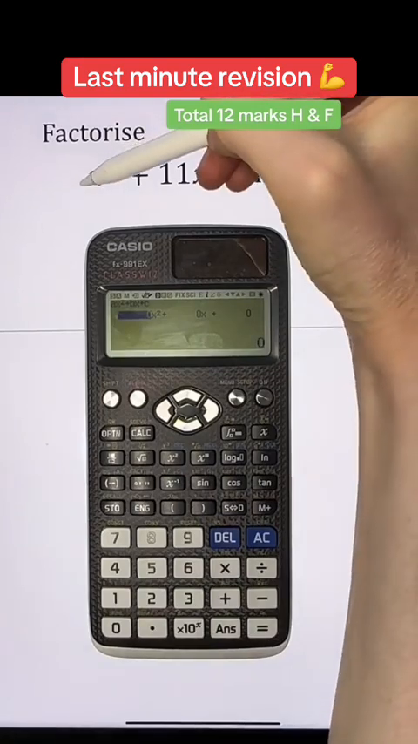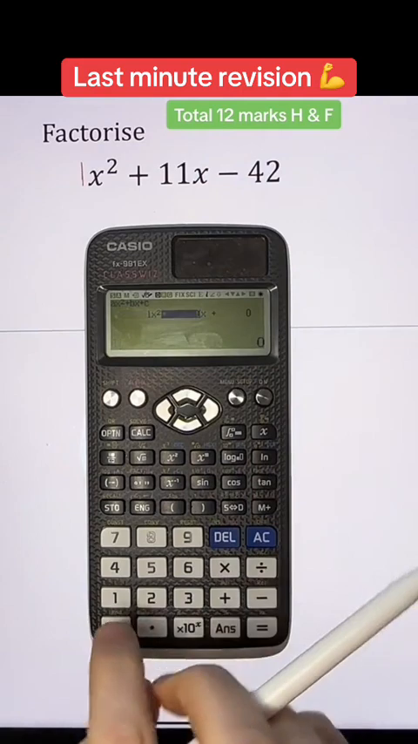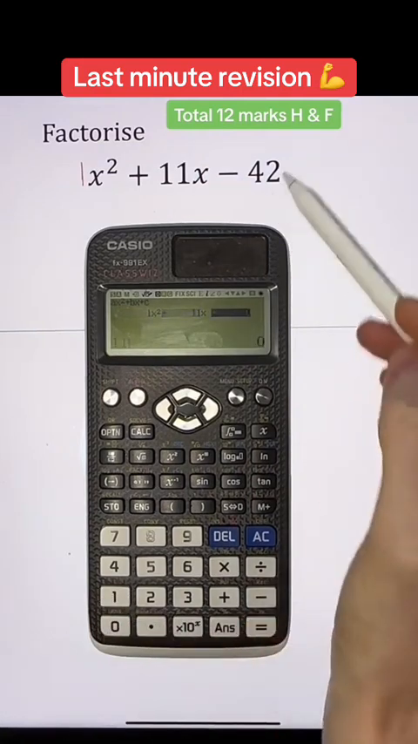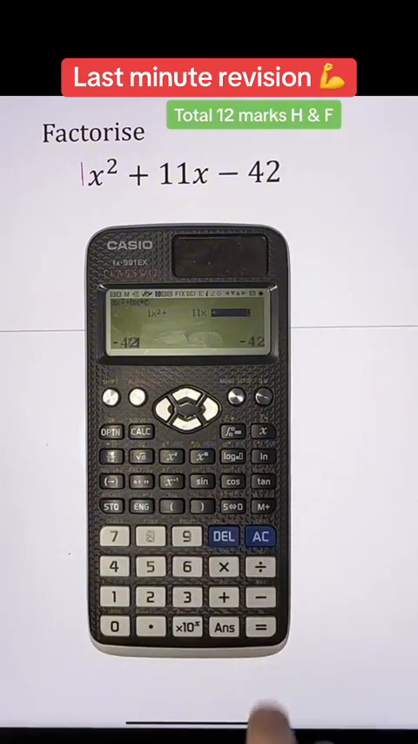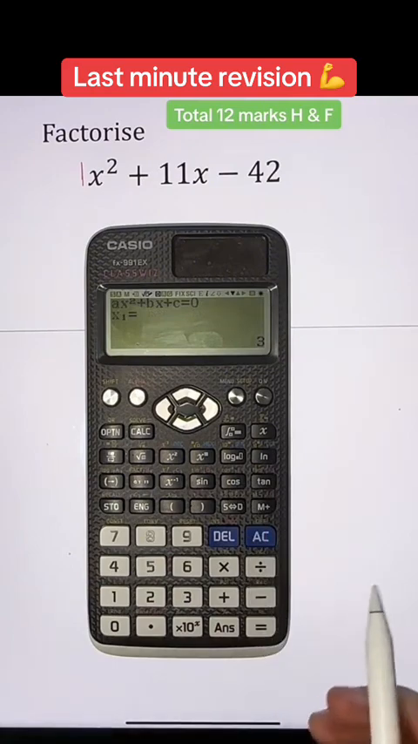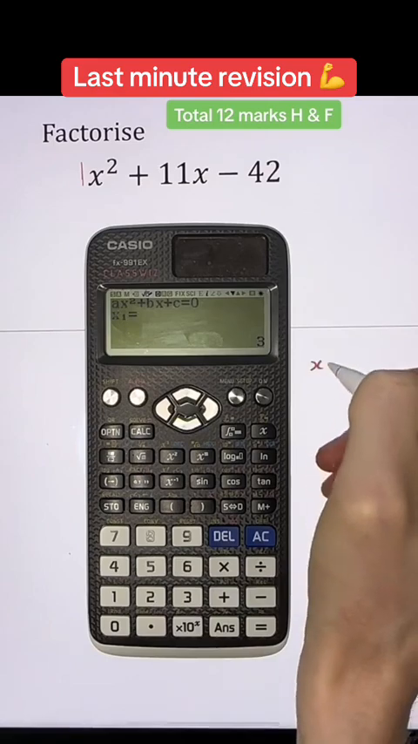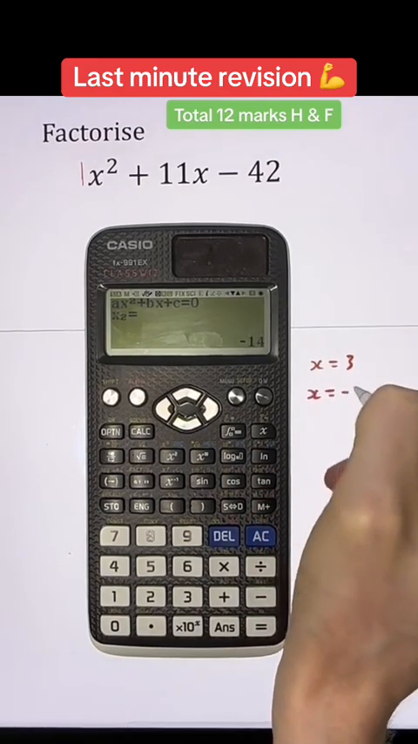If there's no number in front of the x squared term, our value for a is 1, so enter 1. Our value in front of x, in this case, is positive 11. Press equals. And our value for c, our number term, negative 42. Press equals. Press equals again. One value of x is x equals 3. Press equals again. The other value of x is x equals negative 4.